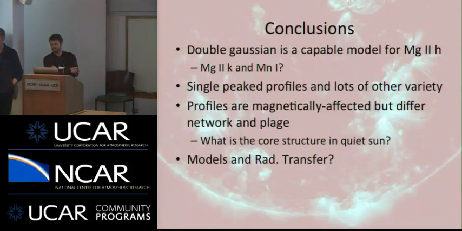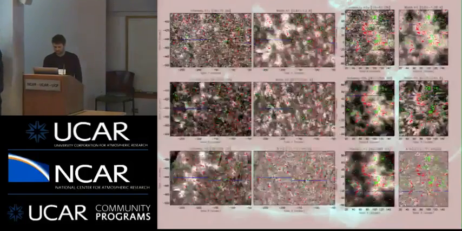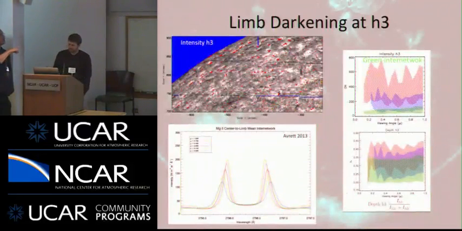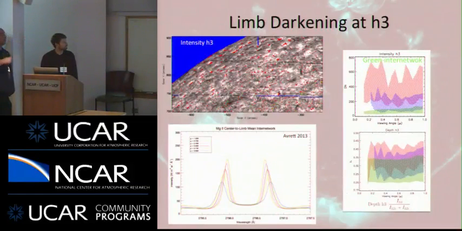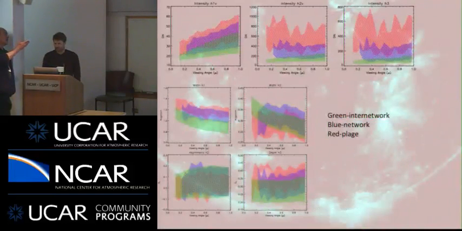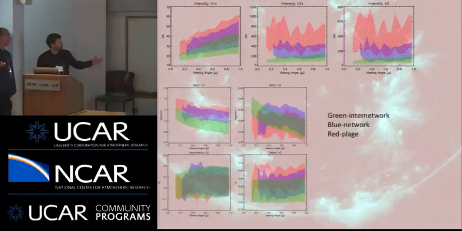Any other questions? Could you go back one slide to the limb darkening effects? Oh, this one. Yeah. So you show there the H3. Do you see any center to limb effects in the other parameters? Yeah, so H3 is clearest.